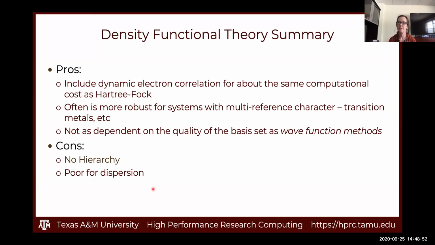But the major drawback for DFT is there's no real good hierarchy for DFT. Going from this functional to this functional is not necessarily going to get you more dynamic electron correlation. It's just getting you different dynamic electron correlation. And most of the functionals out there are poor for dispersion. Some corrections have been added to work on that, and some of the newer functionals have tried to incorporate it. But for the vast majority of functionals, they're quite poor at getting the dispersion energy, which is very important when you have things like phenyl-phenyl interactions, where you have a lot of bulky groups that are tightly packed together.